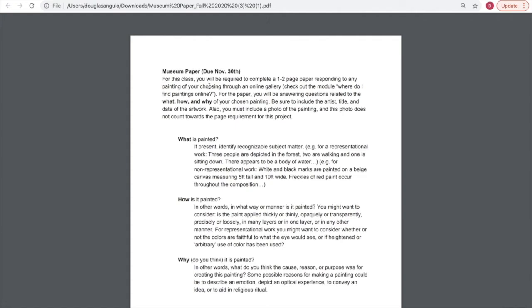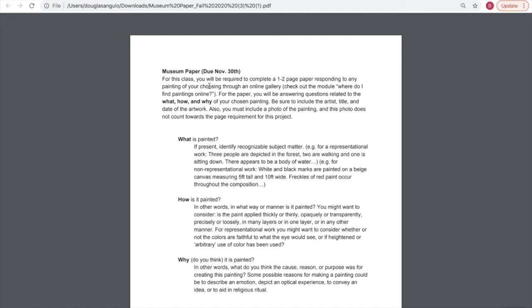Then the next question is how it is painted. Okay, in what way or manner is it painted? So is it painted thickly, thinly, opaquely, transparently, precisely, loosely, in one layer or many layers? Describe this. Okay, and if it's a representational work, then you're going to want to consider, is it painted faithfully to what the eye would see, so in a more realistic manner, or is it painted more expressionistically, where arbitrary color is used and such?